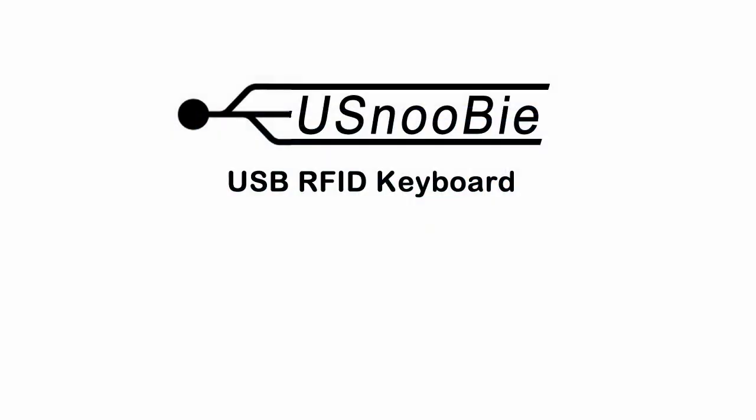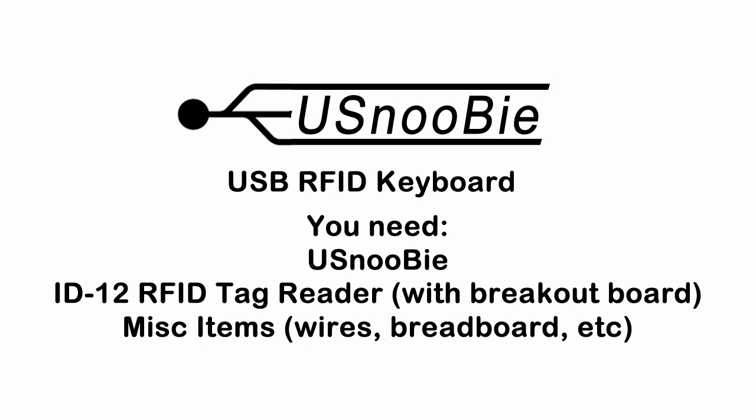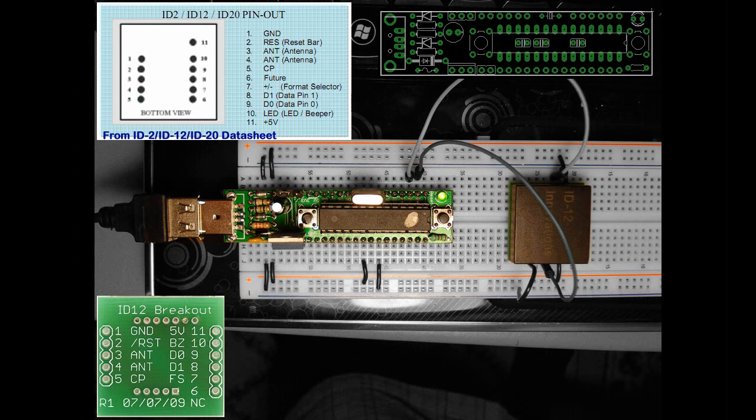In this tutorial, I will show you how to make a RFID reading USB keyboard that types out the ID of RFID tags using the USnooBie. For this project, you will need the USnooBie, the ID12 RFID tag reader with a breakout board, and items such as wires and a breadboard. The circuit is very simple.